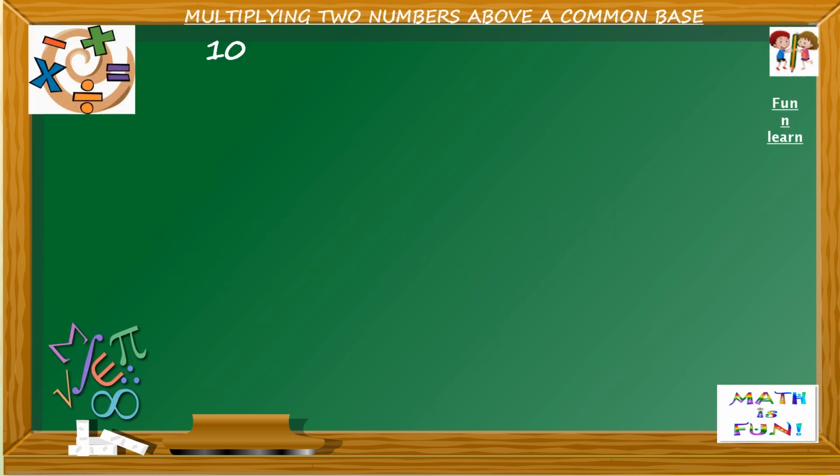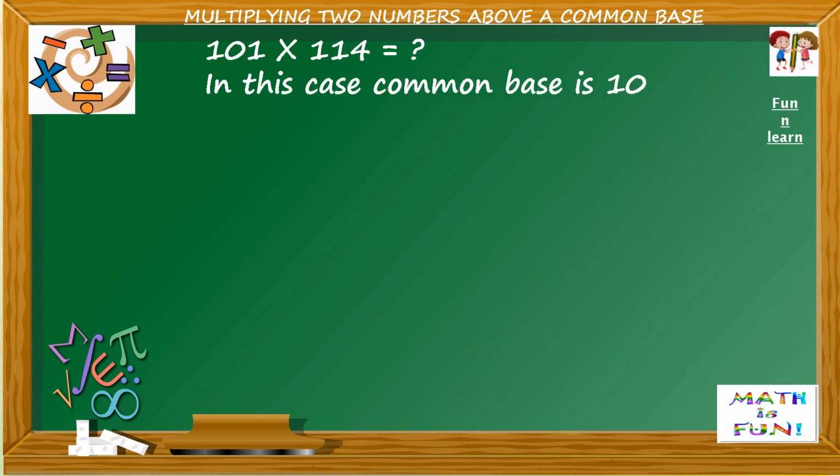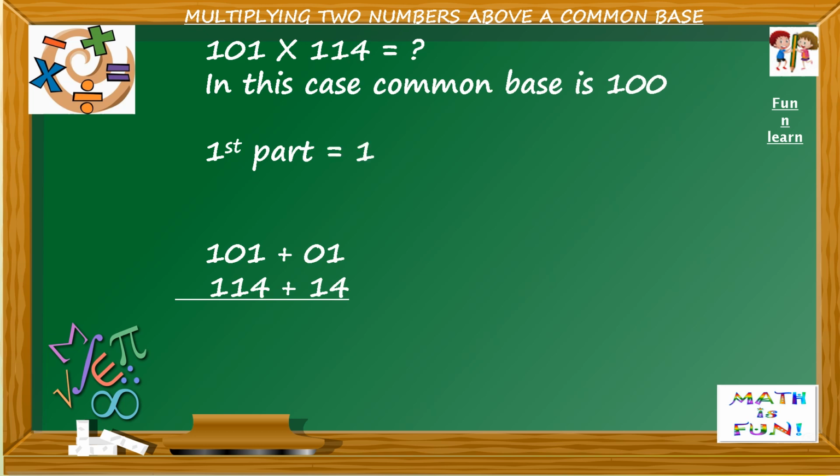Let's start with our first problem. We have to multiply 101 with 114. In this case, the common base is 100. As 101 is 1 above 100 and 114 is 14 above 100. So, with cross adding, our first part of the answer will be 101 plus 14, which will be equal to 114 plus 1 and both equal to 115.